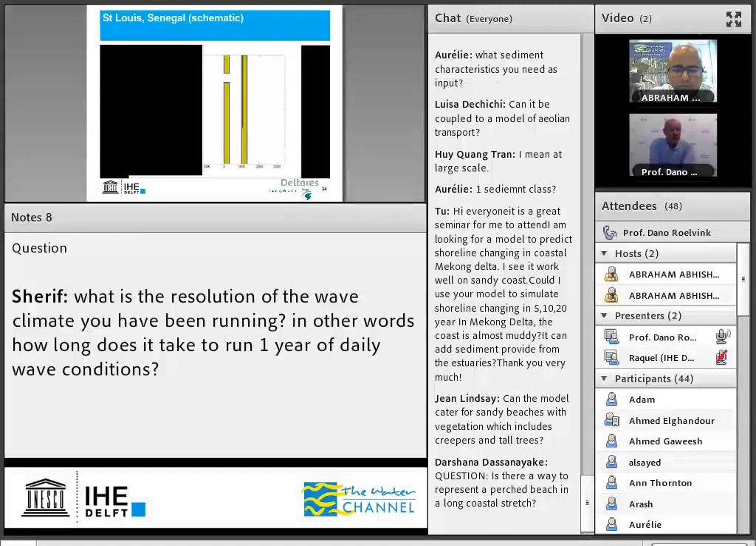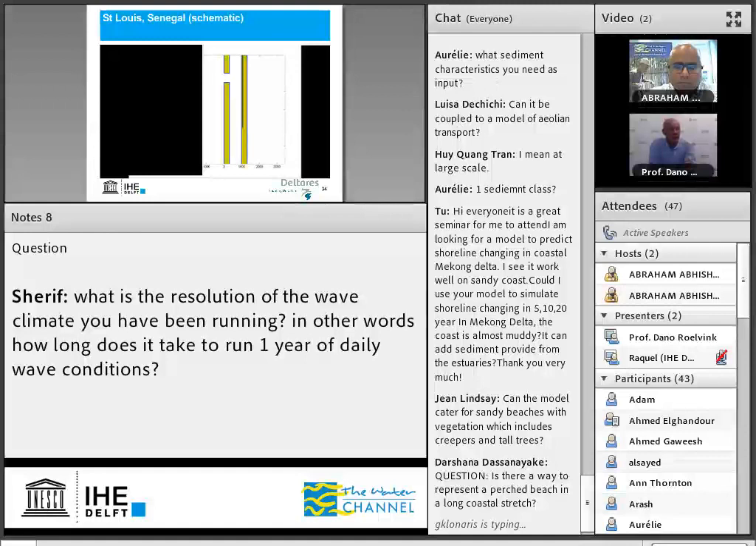days to maybe weeks. So it's not a huge extra effort to run daily wave conditions. Hourly wave conditions would really slow the thing down. But if every day you take a good representative wave height and period for that day, then that is perfectly doable. And for instance, Mohammed and Ahmed have been doing those kind of realistic simulations.